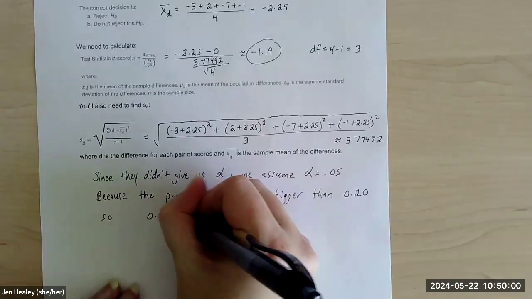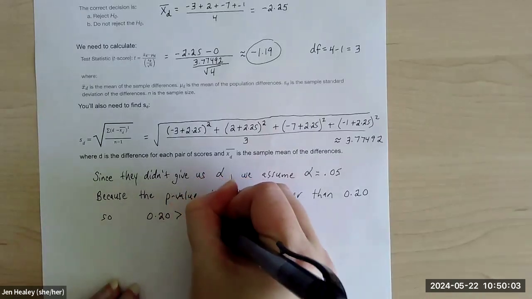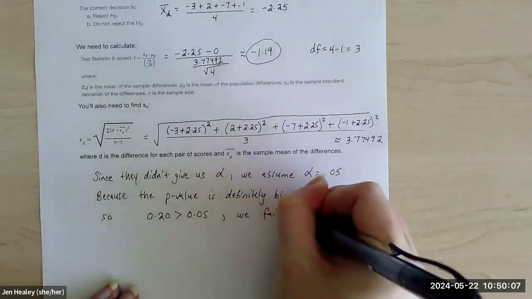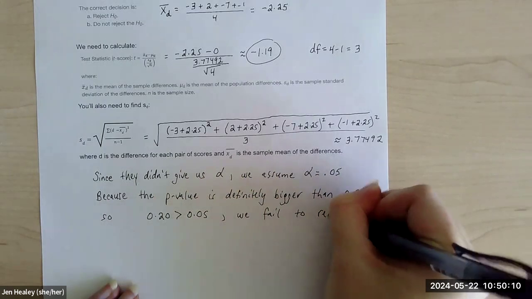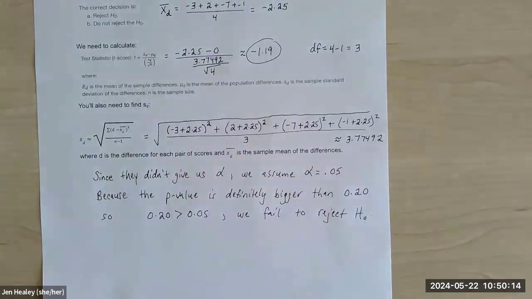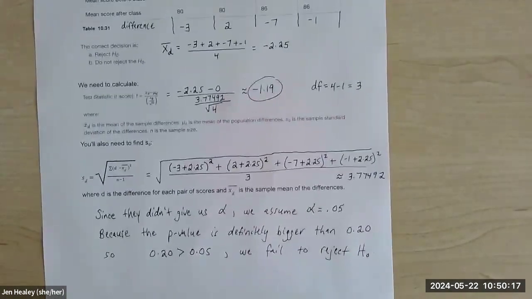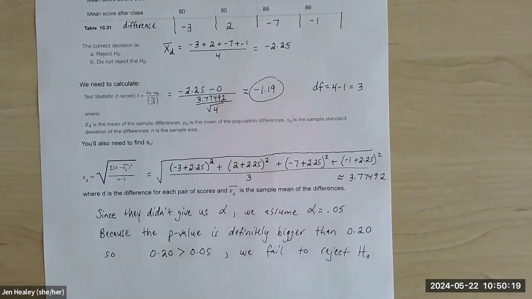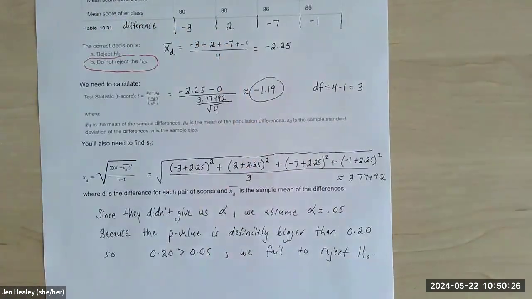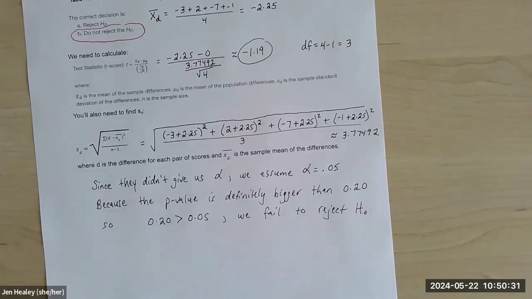0.20 is bigger than our 0.05. We fail to reject the null hypothesis. So when the question asked whether we should reject it or not, the answer is B. We do not reject the null hypothesis because our p-value was not smaller than 0.05. Our p-value was at least 0.20.